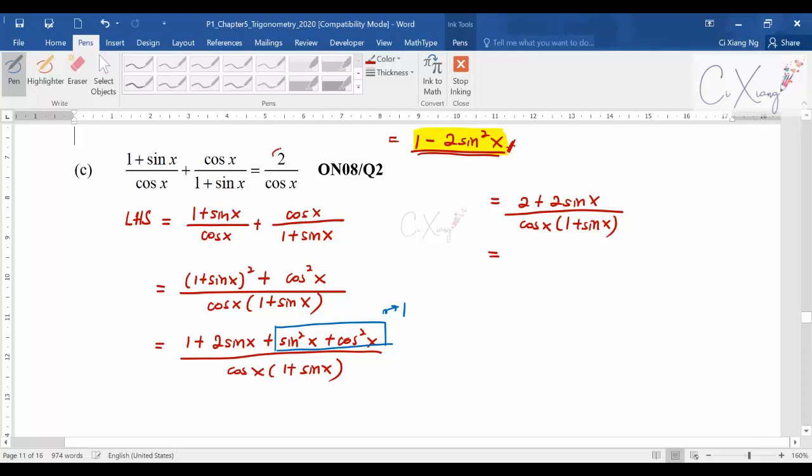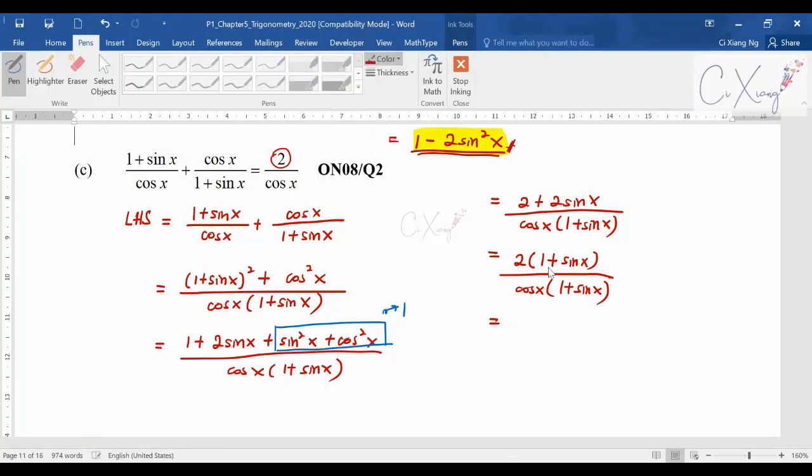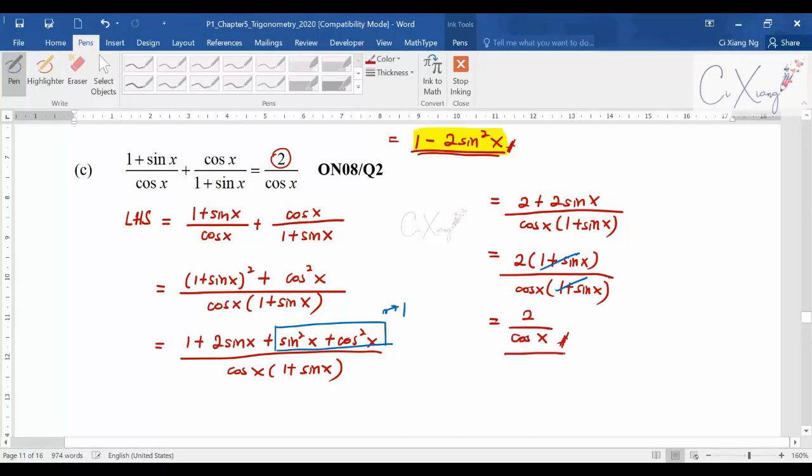Now I check my answer again. My answer above has a 2, so both terms here also have a 2. Therefore, I will factorize it and you will get (1 plus sine x) multiplied with 2, divided by cos x, and then (1 plus sine x). Eventually, if you look at it, what do you have here? Cancel off these 2, then you will have the answer that they want you to prove, which is 2 over cos x.